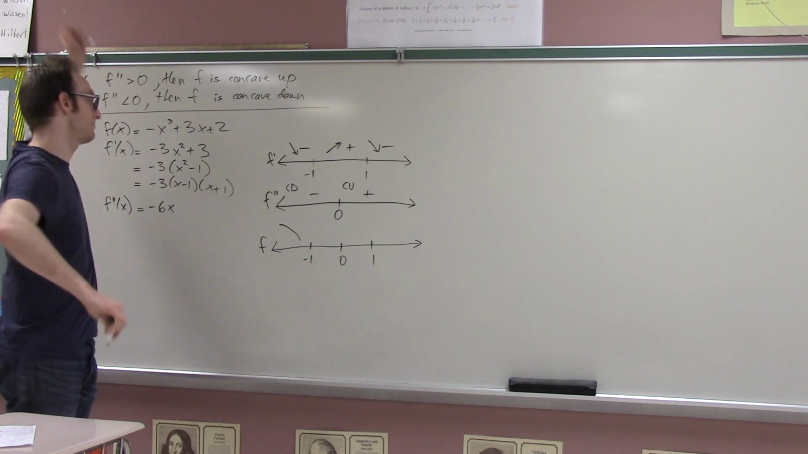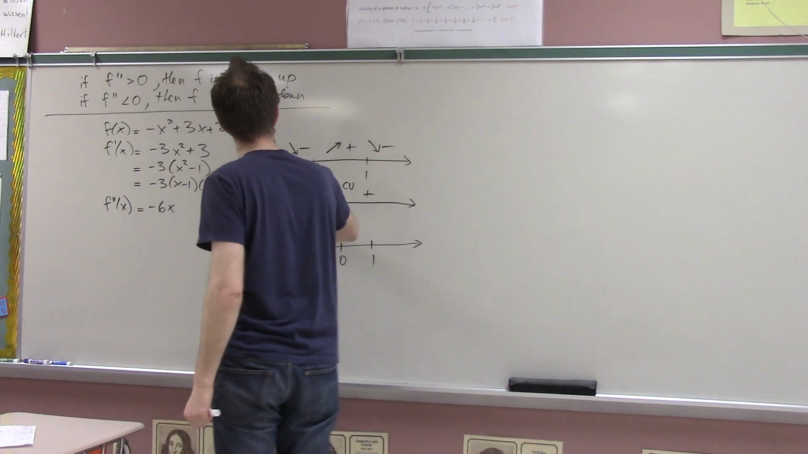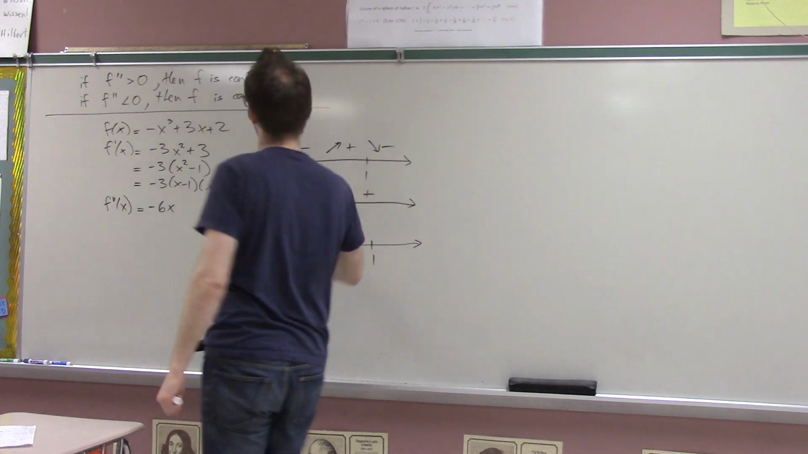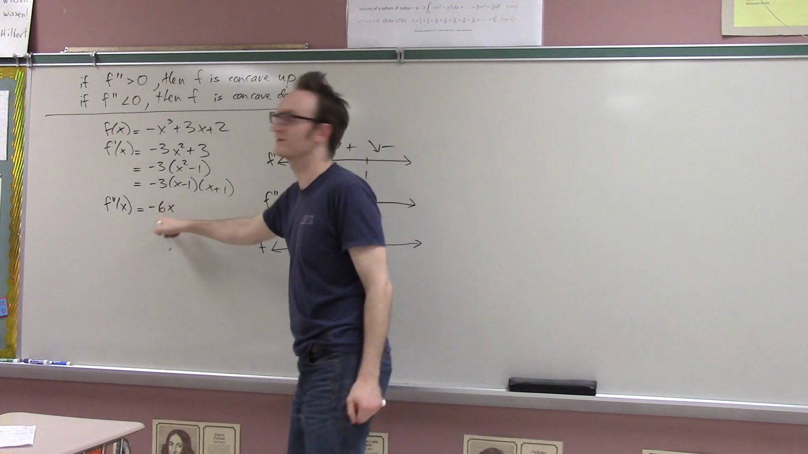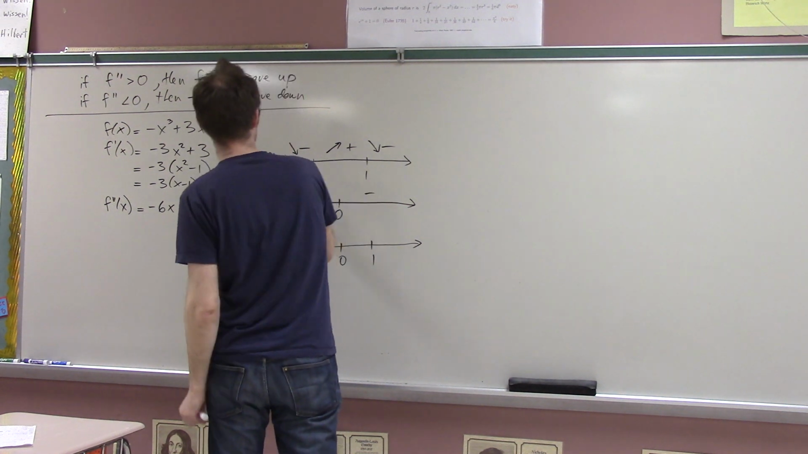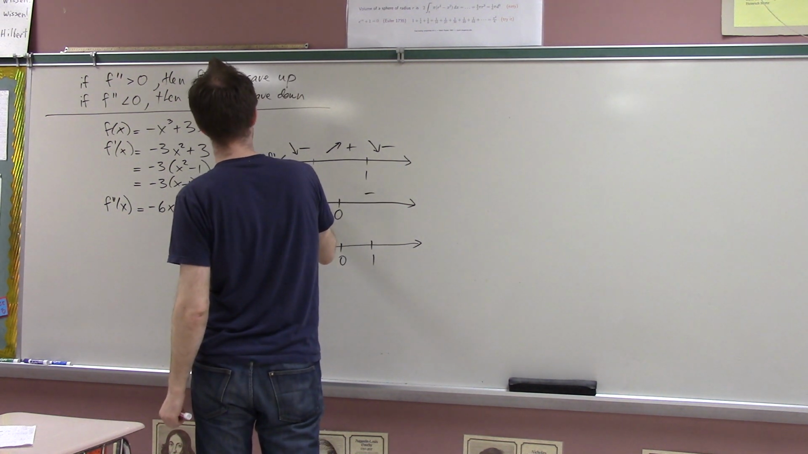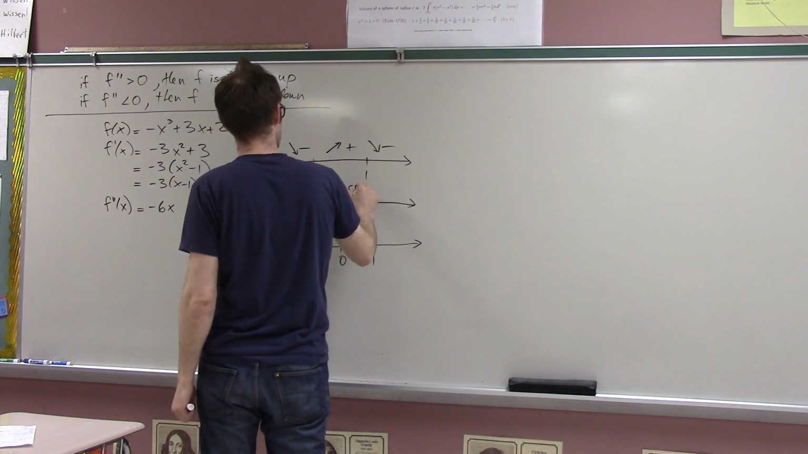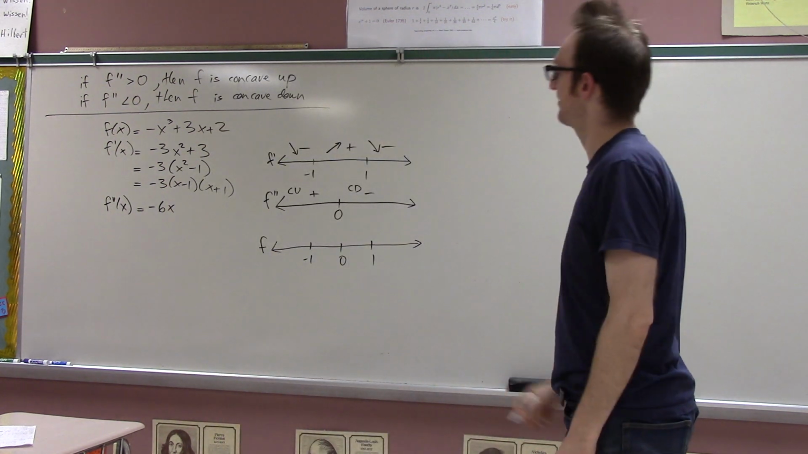Except I made this all wrong. That is because I made this number line wrong. Negative 6x is going to look like this. It's going to go positive, negative. Sorry if you were wincing in pain about that, but now it is fixed. It's going to be concave up and then concave down.